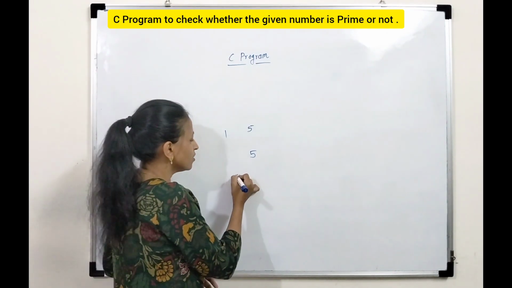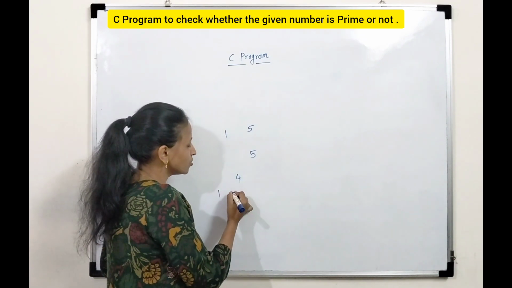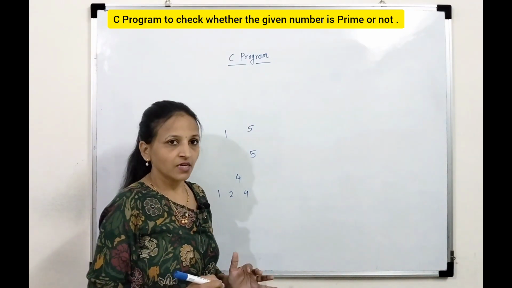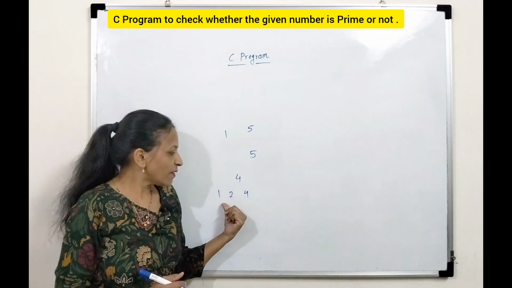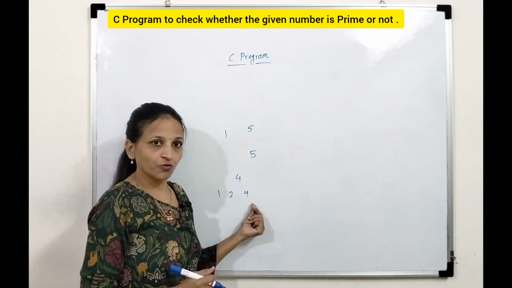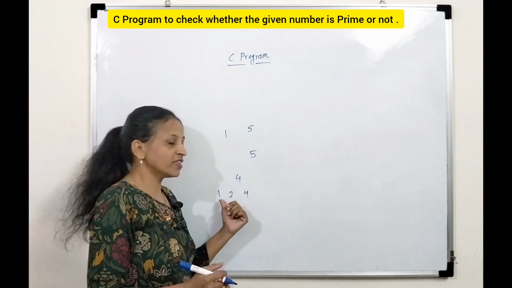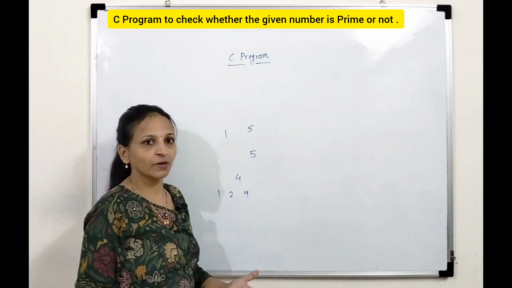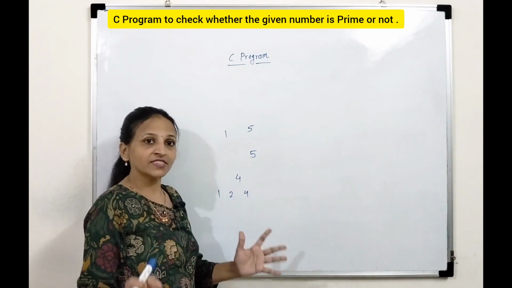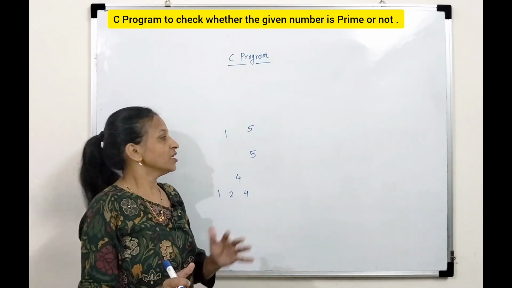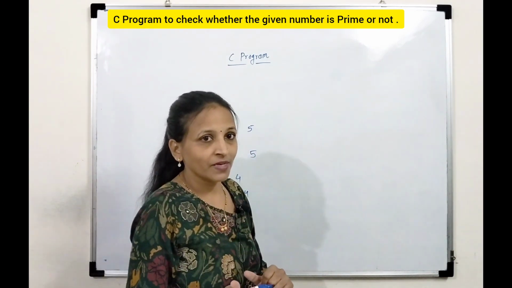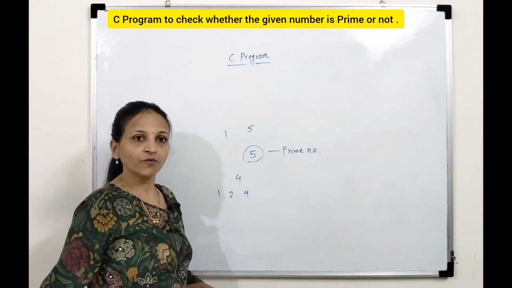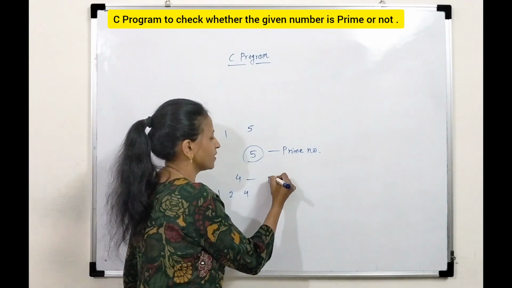Then consider 4. 4 is divisible by 1, 2 and 4, means you cannot say that this 4 is a prime number. Getting my point? Whenever you try to divide 4 by 1, the remainder will be 0. 4 by 2, remainder will be 0. 4 by 4, remainder will be 0. Means 4 is not divisible by only 1 and itself. 5 is divisible by 1 and itself. That's why 5 is a prime number, but 4 is not a prime number.